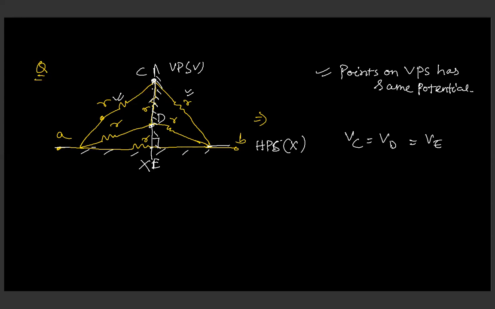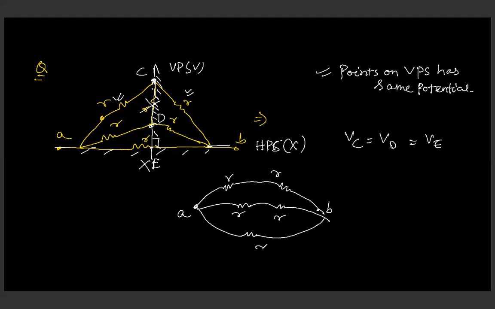If it is there, we can simply remove this part from the picture. Now this point is A, this point is B. Just above it we have R and R connected. Then here it is R and R connected, and just below it we have one more R.